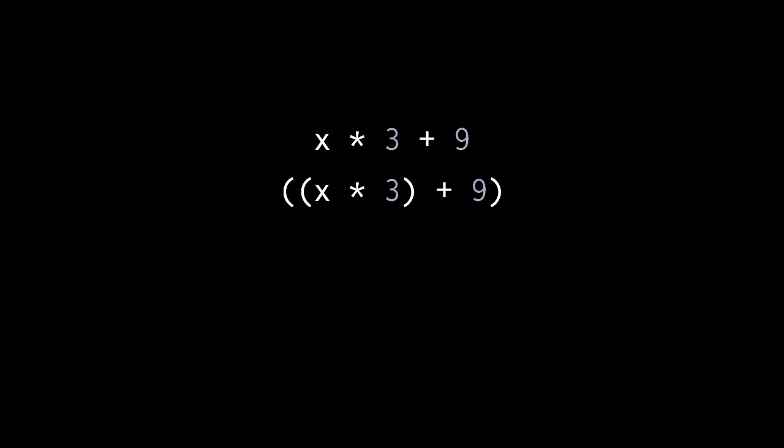So here we see x times 3 plus 9, and both the multiplication operator and the addition operator are binary operators. They take two operands, one on the left and one on the right. The question here then is which of these operations is performed first?